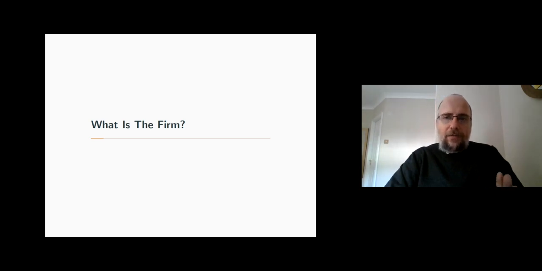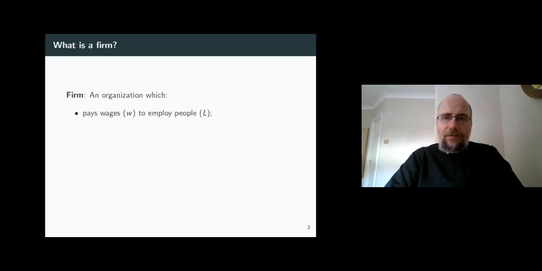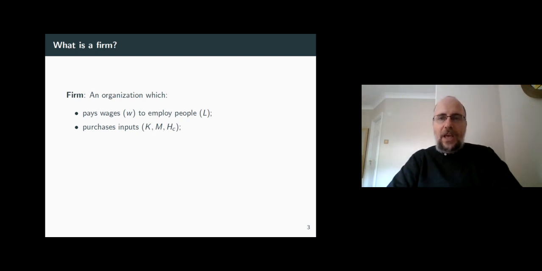So, the firm is a crucial player in an economy. But what is it? Let's revisit the classic definition first. Any firm is an organization of people which hires people and pays them wages. Now, it hires additional inputs such as physical and human capital and material inputs and pays them their factor prices, such as rents and price of electricity and a wage premium.